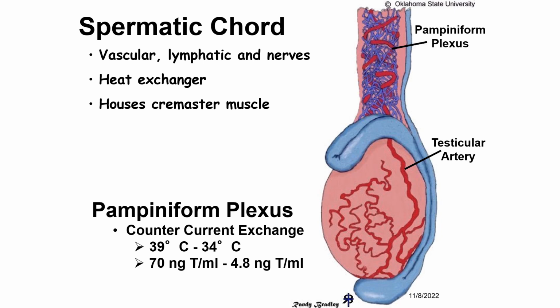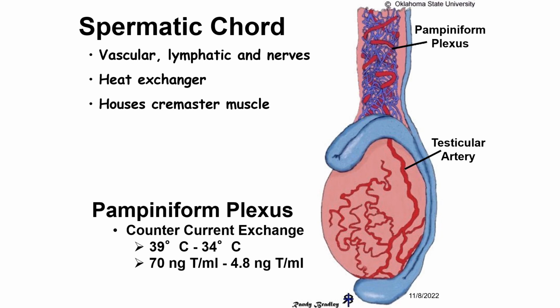The pampiniform plexus contains the blood vessels, the arteries and the veins. The arteries are in red and the veins are the blue ones. As you can see here, they wrap around each other. These two structures will do some countercurrent exchange, meaning that the blood coming in will be cooled, so the testes will be cooler, and the blood coming back out in the vein would be cooler than the blood coming in. These veins wrap around the arteries and exchange heat to cool the blood coming in. So this is also known as the countercurrent exchange mechanism.